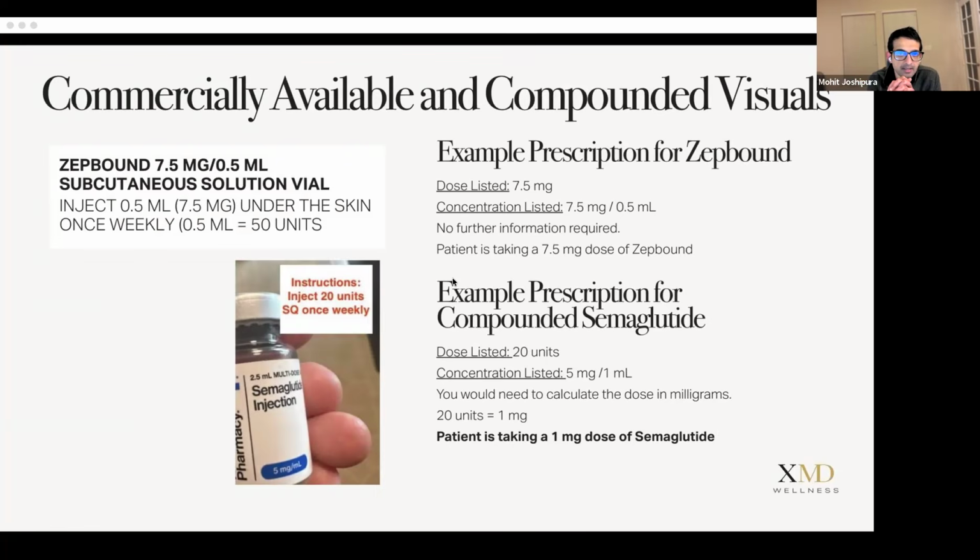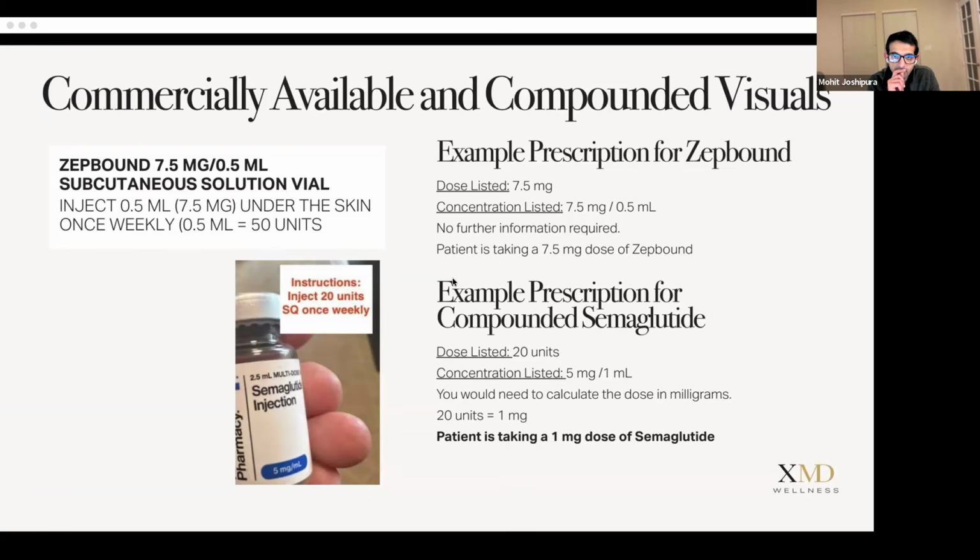On the left, you can see where it says that's a prescription for Zepbound in the written prescription, 7.5 milligrams per 0.5 milliliters in a vial. And the instructions are inject 0.5 milliliters, which equals 7.5 milligrams onto the skin once weekly. And as you can see here, 0.5 milliliters equals 50 units. And as I told you on the last slide, to go from units to milliliters, you divide by 100. So 50 divided by 100 would be 0.5 milliliters. So that checks out.